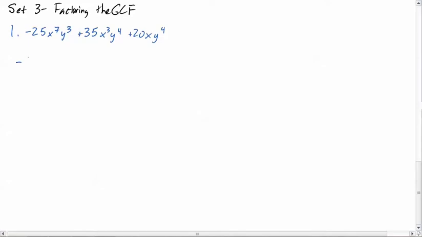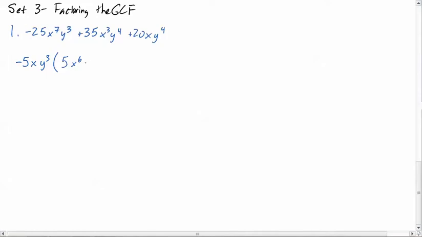So I said negative 5 is common, an x is common, and y to the third is common. So I'm going to pull that out. Essentially, I'm doing the distributive property backwards. When I pull that out, I'm going to divide each of the terms by this, because if I were to redistribute, that would be multiplication. So negative 25 divided by negative 5 is 5. X to the 7th divided by x is x to the 6th. And y to the third divided by y to the third is 1, or y to the 0, which means they cancel out.